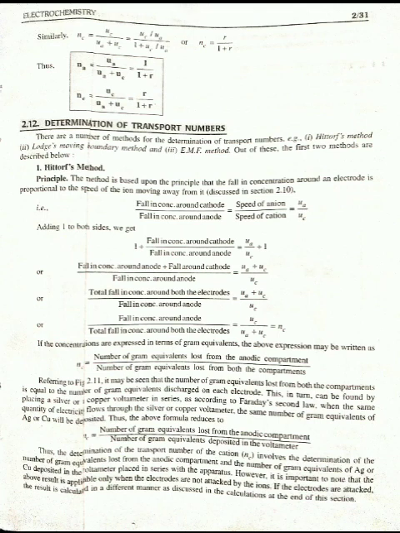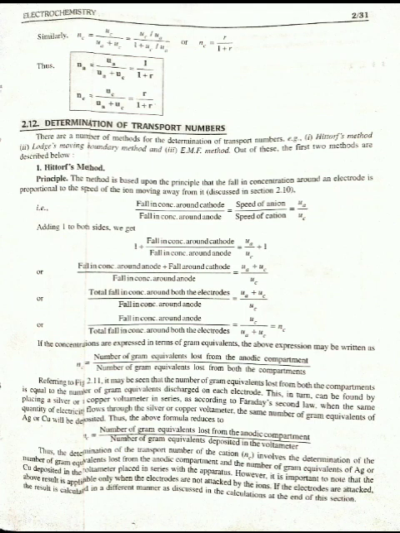If the concentrations are expressed in terms of gram equivalent, the above expression may be written as Nc is equal to number of gram equivalent lost from the anodic compartment upon number of gram equivalent lost from both the compartments. Referring to figure 2.11, it may be seen that the number of gram equivalent lost from both the compartments is equal to the number of gram equivalent discharged on each electrode. This in turn can be found by placing a silver or a copper voltameter in series, as according to Faraday's second law, when the same quantity of electricity flows through the silver or copper voltameter, the same number of gram equivalent of Ag or Cu will be deposited.